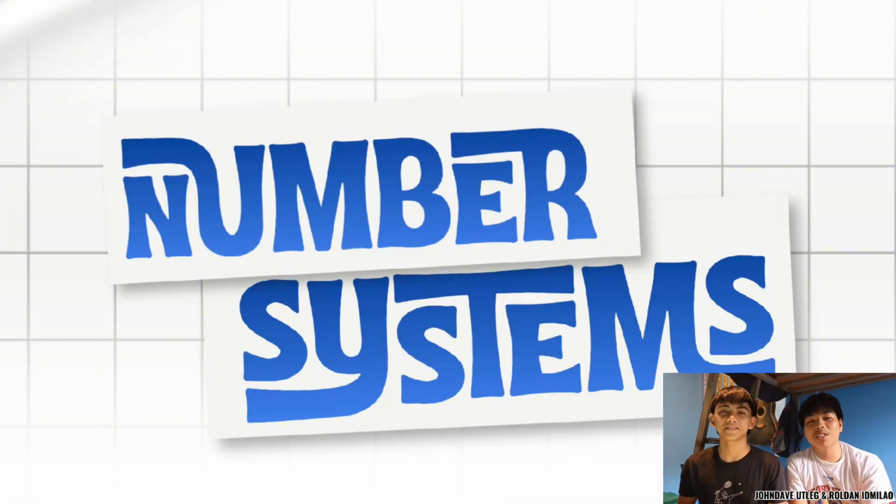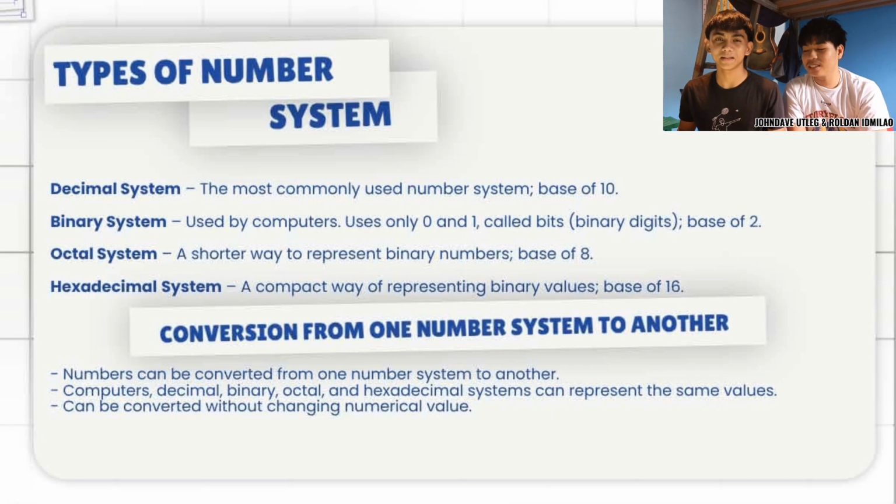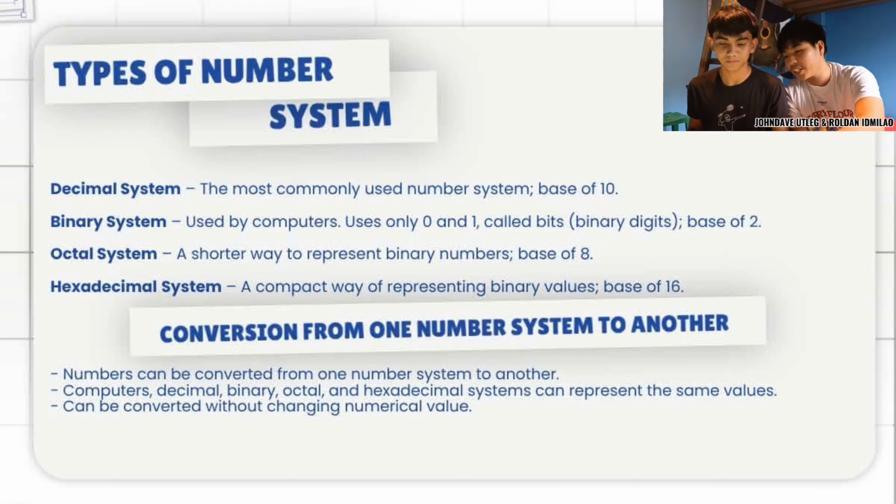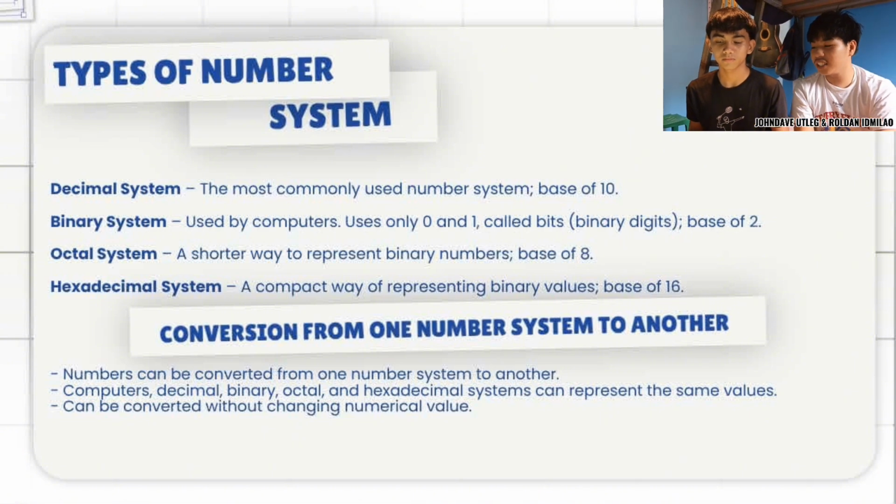Types of number system. Decimal system. The most commonly used number system by people. It uses the digits 0 to 9 and has a base of 10. Decimal system ay ang base niya ay 10. At ang pwede niya lang gamitin na digits ay 0 hanggang 9.